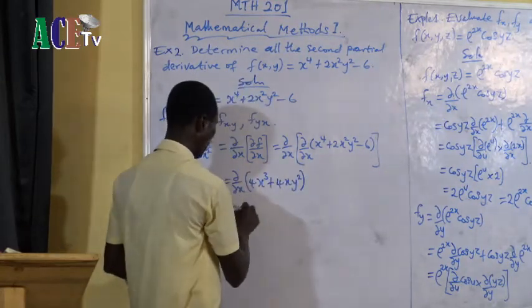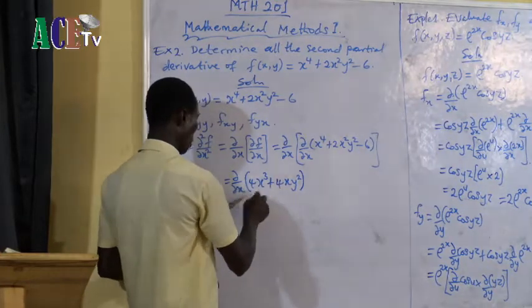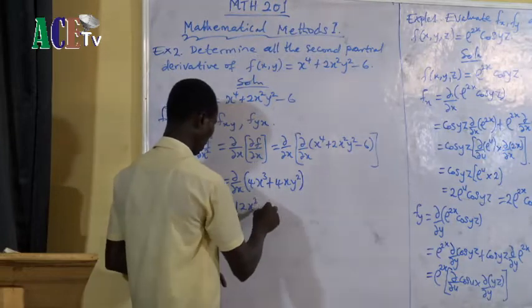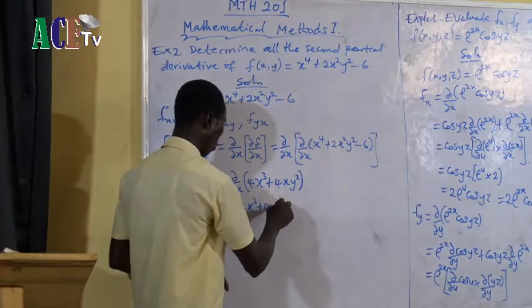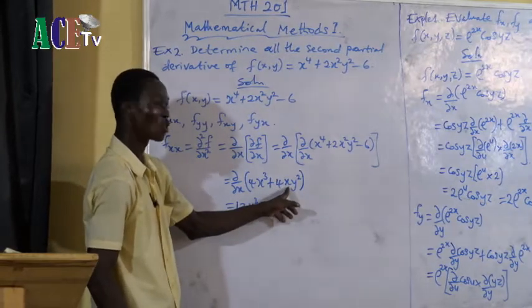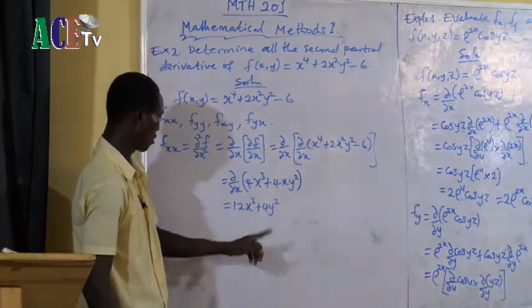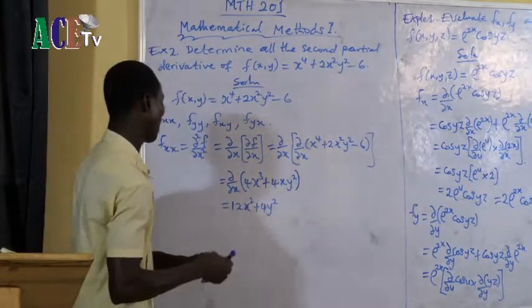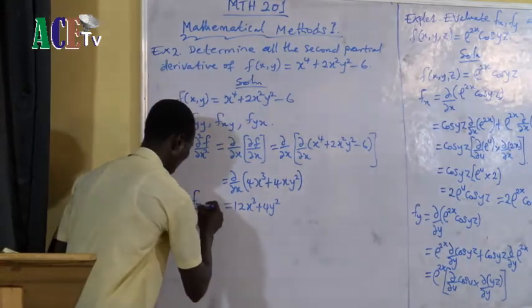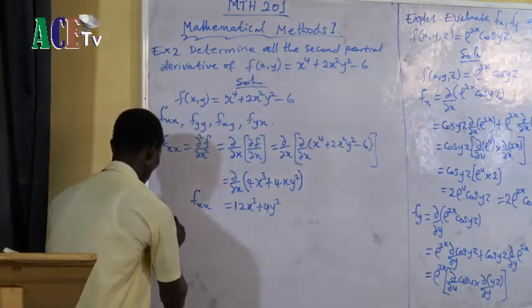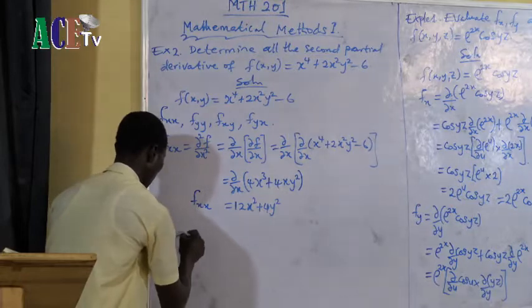Then I will differentiate this one once again. It will give me 12x raised to the power 2 plus 4y squared. If I differentiate with respect to x, this x will be 1, 4y squared. And that is for f_xx. Now, what is f_yy?